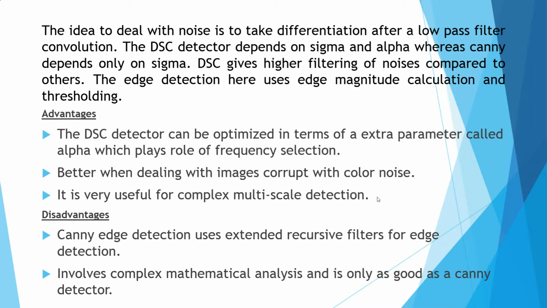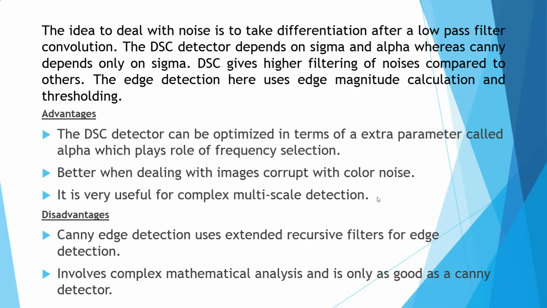The advantage of the DSC detector is that it can be optimized in terms of an extra parameter called alpha, which plays an important role in frequency selection. It is also better when dealing with images corrupted with color noise. It is very useful for complex multi-scale detection.